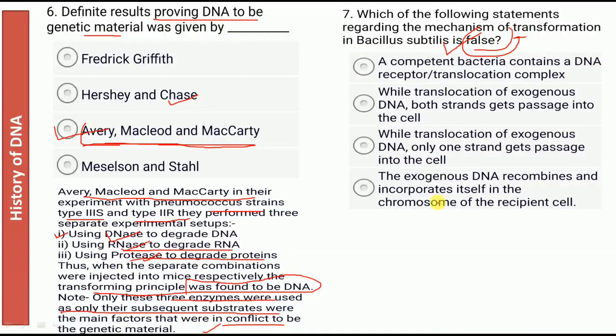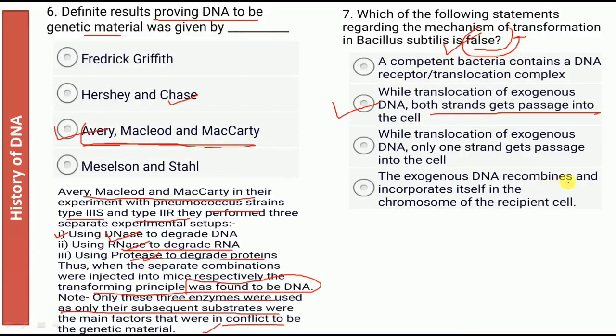So the answer is, a competent cell contains a DNA receptor translocation complex. No, this is wrong. Then this is right. Then coming up to the next, this statement is false. I'll read it in detail. While translocation of exogenous DNA, both strands get passage into the cell. This one is a false statement. Rest is also correct. While translocation of exogenous DNA, only one strand gets passage into the cell. We know this thing. So both the strands do not get passage into the cell.